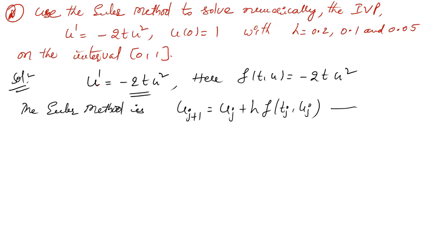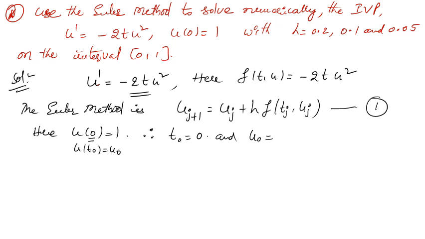This is the Euler's formula. Here the condition is given as the initial condition u of 0 equal to 1. Therefore, what is the t naught value? 0. This is t naught. Compare this with u of t naught equal to u naught value. t naught equal to 0 and what is the u naught value? 1.